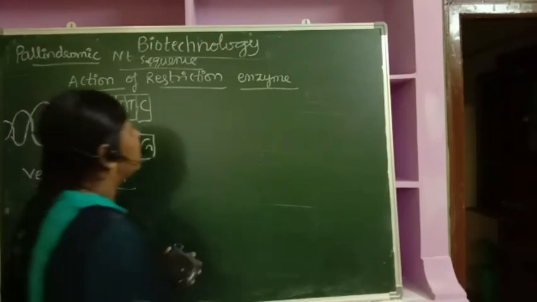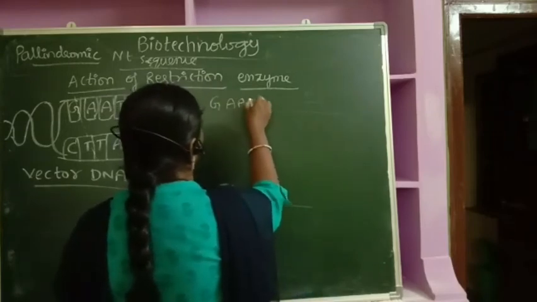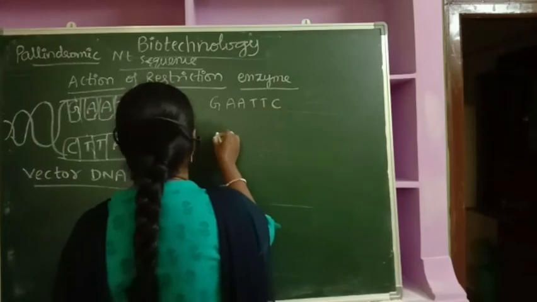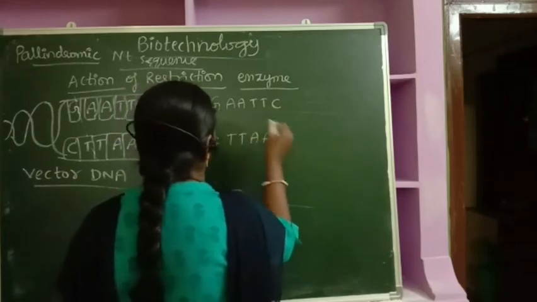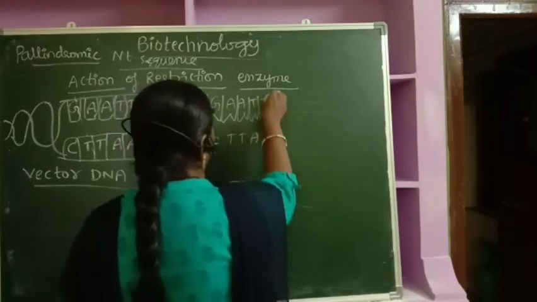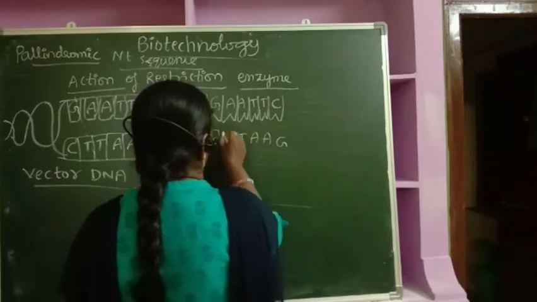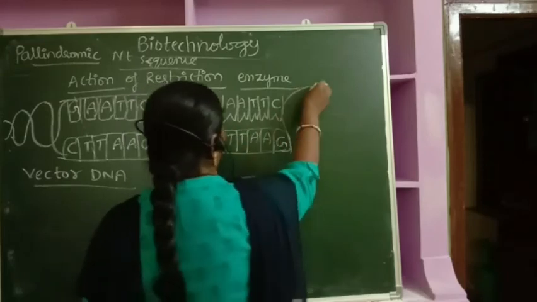Let us take foreign DNA. Foreign DNA also has GAATTC. Here the opposite strand will have CTTAAG. So here this is how the nitrogen bases will be, like this.